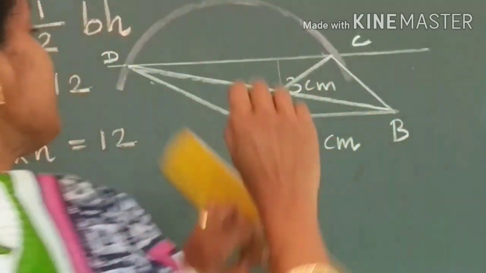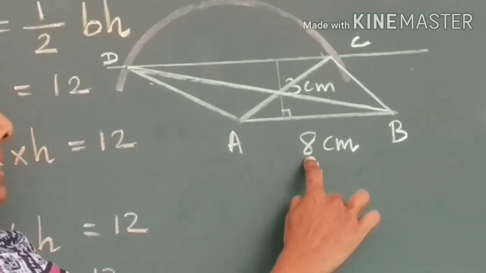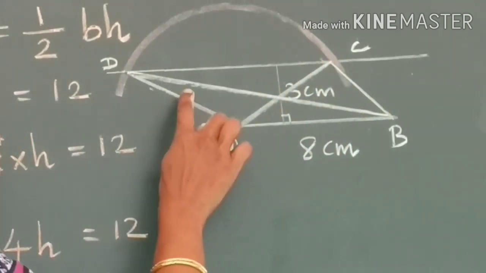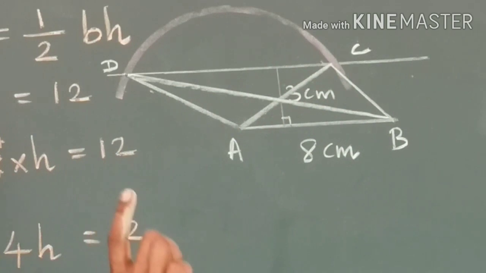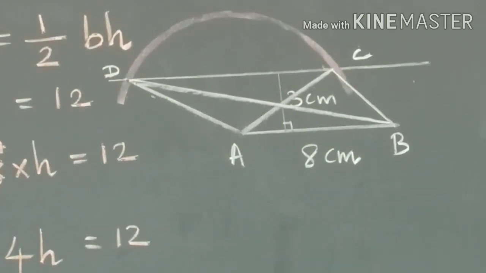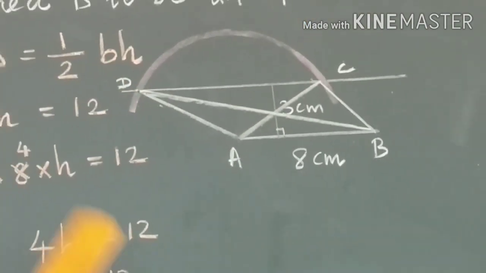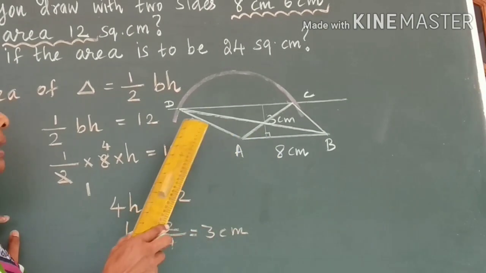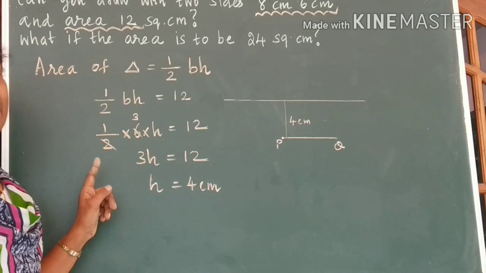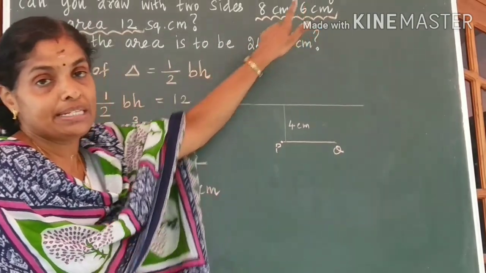So from this you can clearly understand, with base 8 and one side 6 centimeter, you can draw two different non-congruent triangles. Similarly, what you have to do, take base as 6, find the height, you will be able to draw two more triangles. Second case, I took base as 6 centimeter.